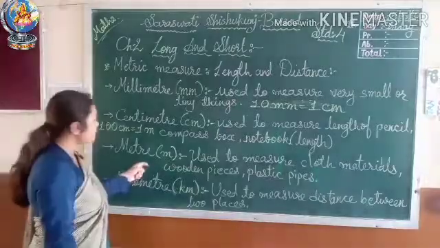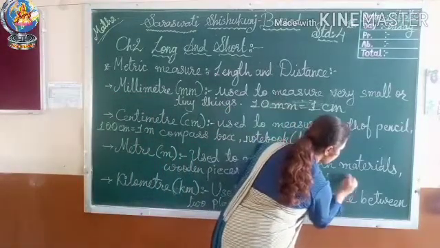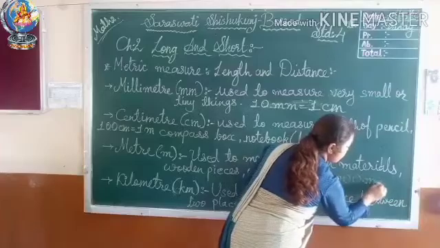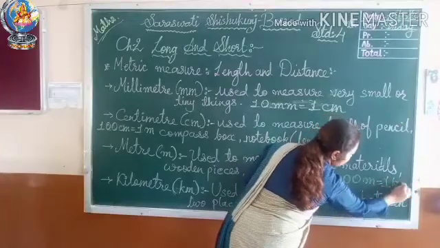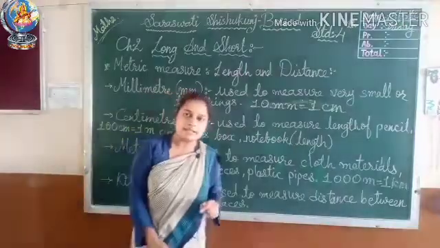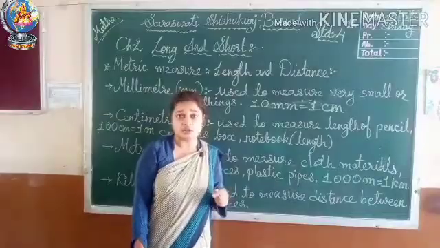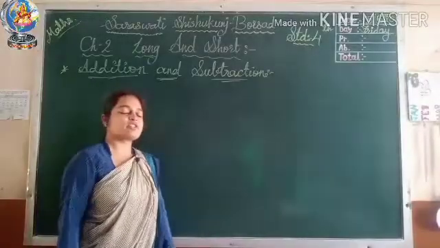Okay. So for the meter, we can say that 1000 meter is equal to 1 kilometer. Okay. So these are the main things which you have to remember when you go for the further standards also. Let's have our next topic of this video.